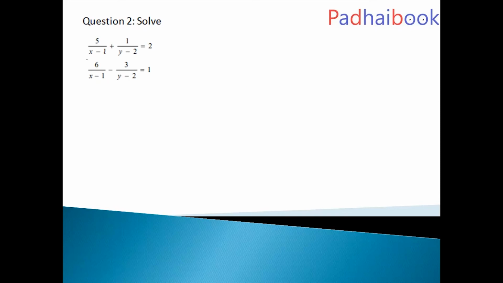Solve 5 upon x minus 1 plus 1 upon y minus 2 equal to 2, 6 upon x minus 1 minus 3 upon y minus 2 equal to 1. Now here we can easily observe the substitution. So my substitution is, put 1 upon x minus 1 equal to u, 1 upon y minus 2 is equal to v. So your equations change to 5u plus v equal to 2, 6u minus 3v equal to 1.